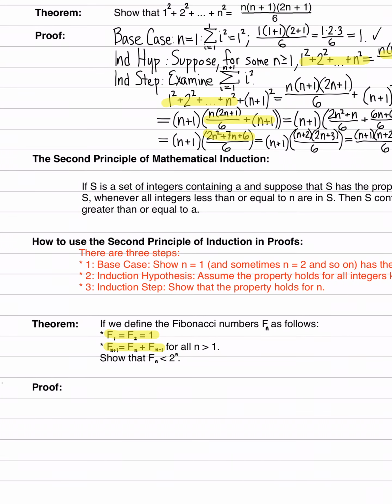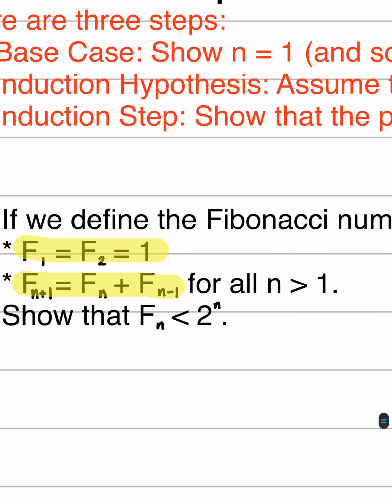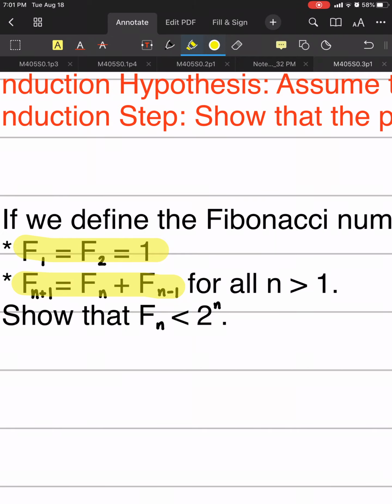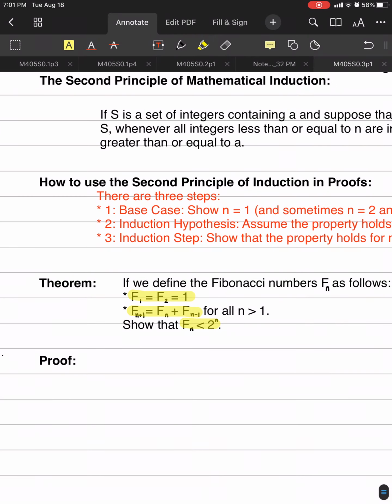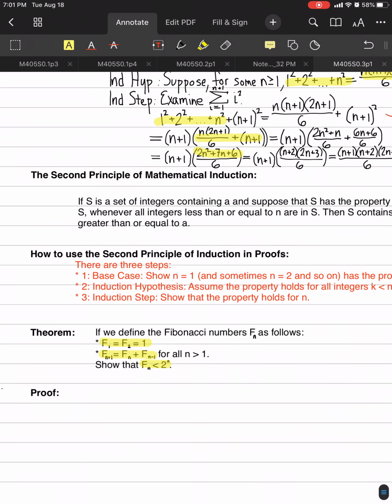So we are going to use that here, and what we want to prove is that f sub n is always less than 2 to the n. So we want to prove this. In this case, we're going to have to use the second principle of induction.